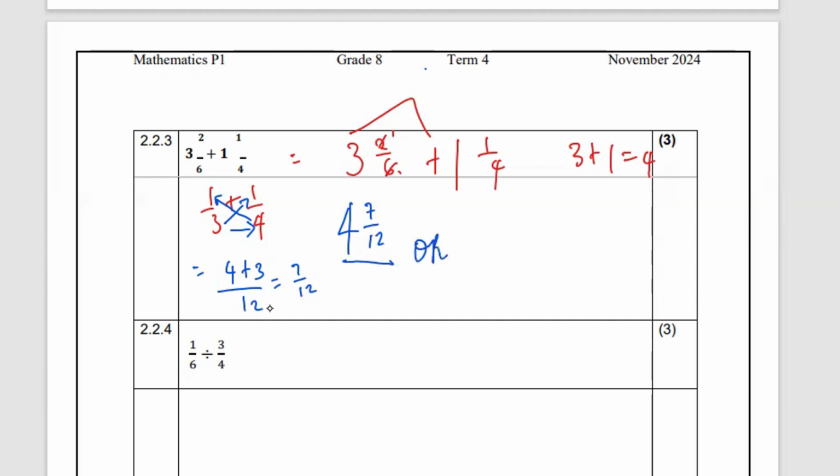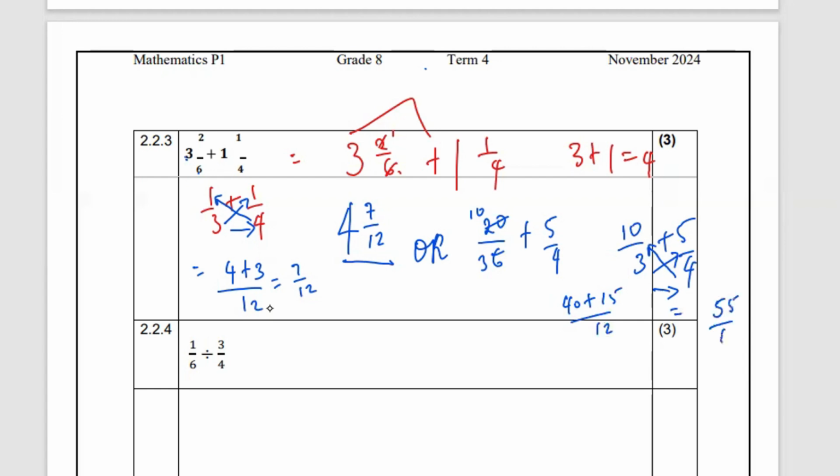The other alternative is where you change this into improper fractions. So this would be 6 times 3 is 18, plus 2 becomes 20 over 6, plus 4 times 1 is 4 plus 1, that is 5 over 4. We can reduce this since we can divide it by 2. So by 2 we get a 10, by 2 we get a 3. So it's like 10 over 3 plus 5 over 4. We can do our crisscross again. So 10 times 4 is a 40. 3 times 5 is 15 over 12. So 40 and 15, that's going to be 55 over 12.